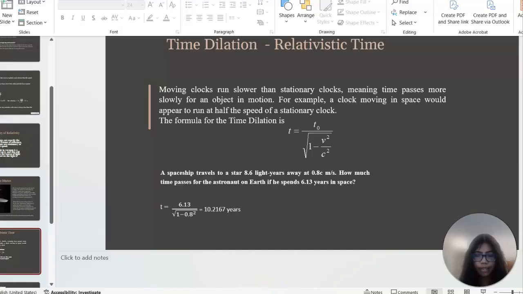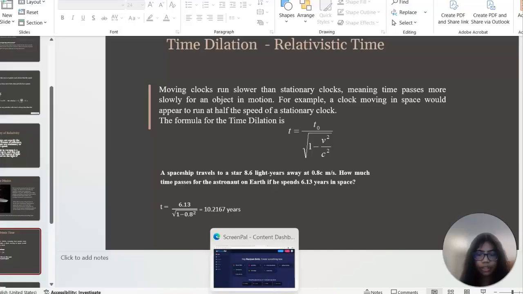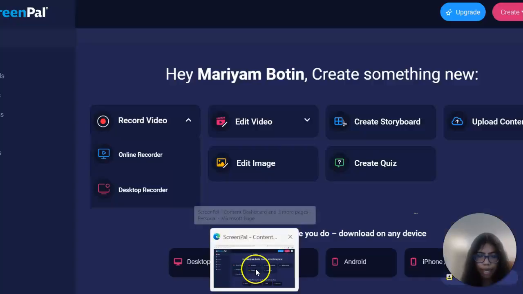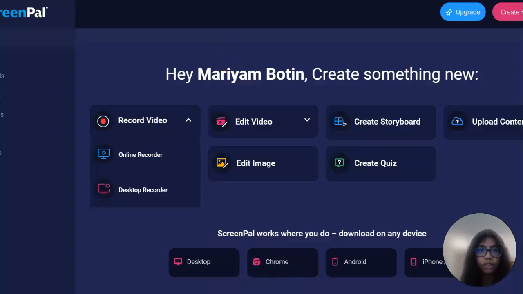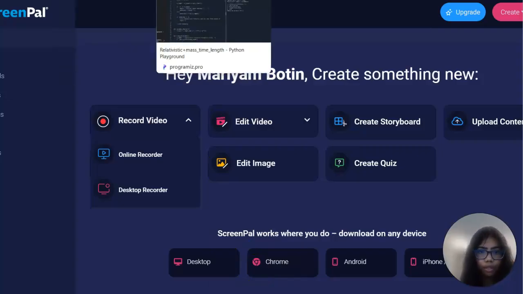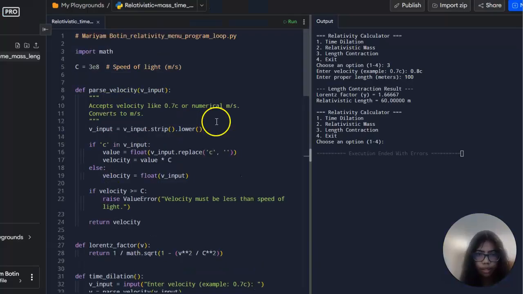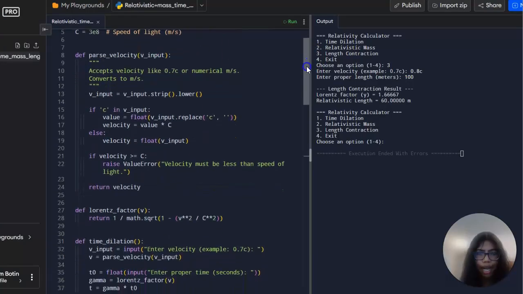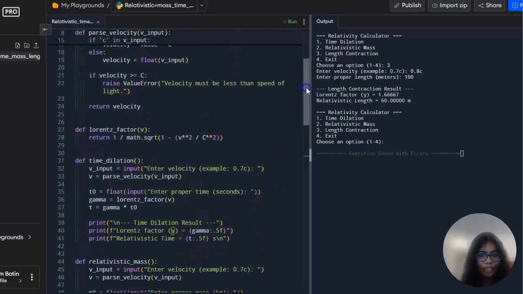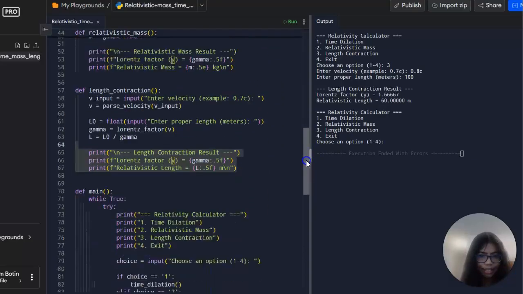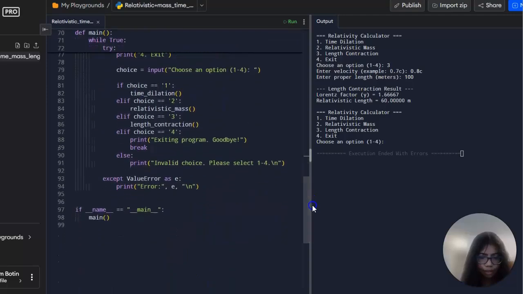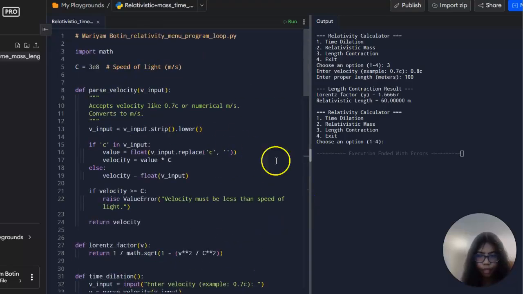So I designed a computer program to get the solution of time dilation, mass increase, and length contraction. So let me open the program. Okay, so this is my coding. I spent a lot of hours designing this. Now let's press run.